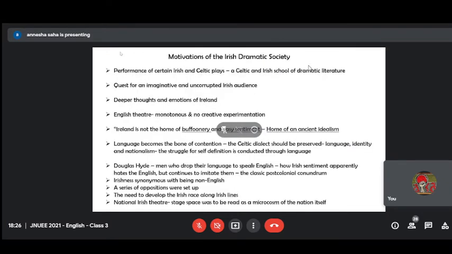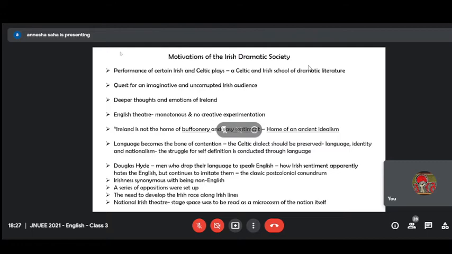Now, I mentioned that Lady Gregory writes that treatise, Our Irish Theatre. So let's look at what Lady Gregory talks about. What were the motivations for the Irish Dramatic Society? She says that the society would focus on presenting a certain kind of play. Only certain types of plays would be performed and put on the stage for the audience. These would be only Irish and Celtic plays which are inherently Irish in origin, which would demonstrate the Irish and the Celtic culture. This would in fact give rise to an entire school of Celtic and Irish dramatic literature. That was one of the major motivations for the establishment of the Abbey Theatre.